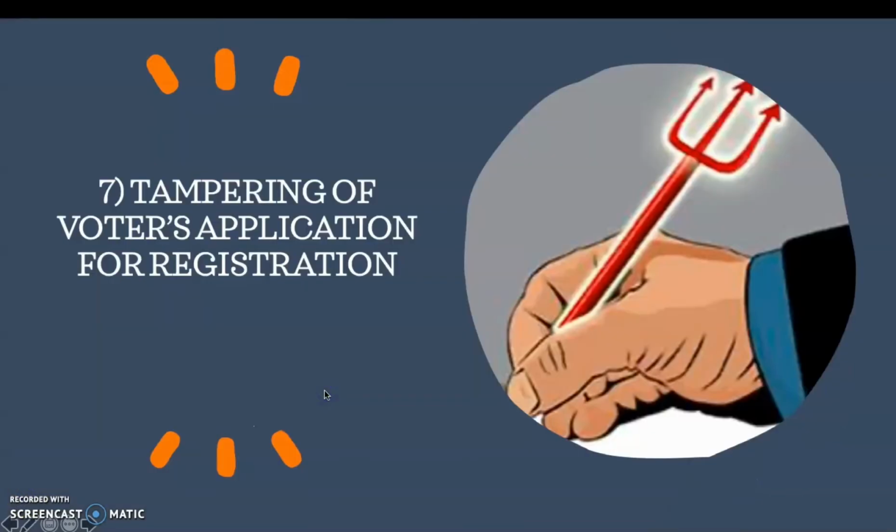Number 7, tampering of voters' application for registration. Again, here, the offender can be any person. And as to the act, the offender tampers with or changes without authority any data or entry in any voter's application for registration.